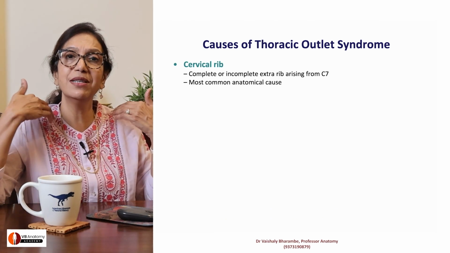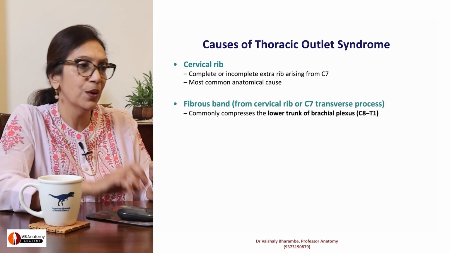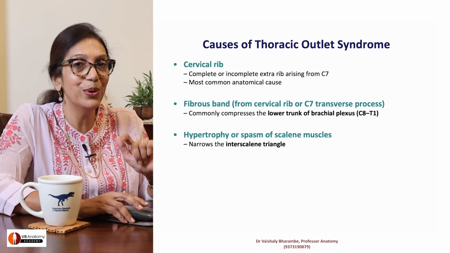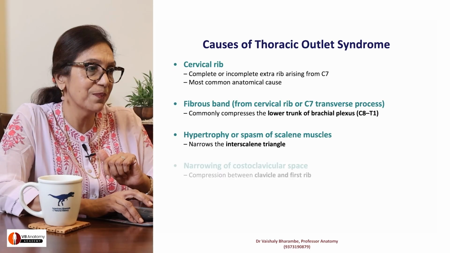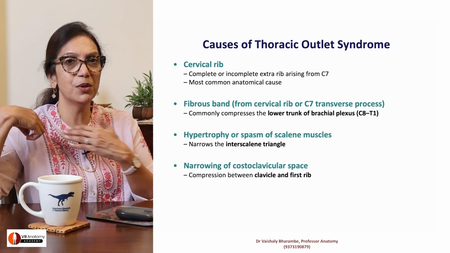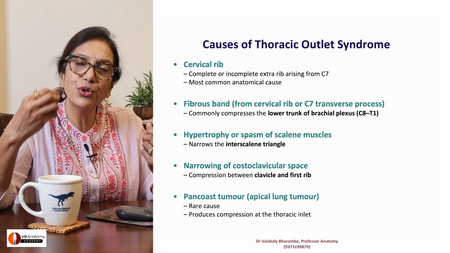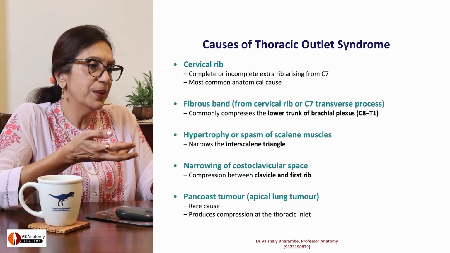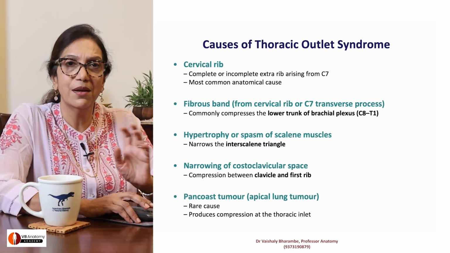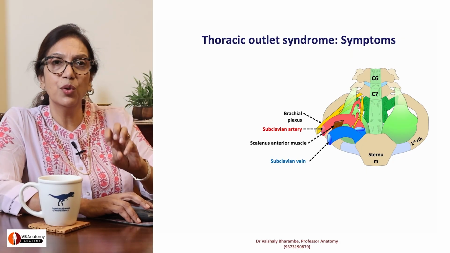Instead of first rib, you have a cervical rib also. Or you have a fibrous band of cervical rib. Or you have hypertrophy or spasm of that scalenus. I told you about scalene muscle going into spasm. Or you can have a narrowing of the costoclavicular space. Remember, first rib crossed by clavicle, the gap is narrowed. Or maybe you have a Pancoast tumor, Pancoast tumor of the apical lung, right? So for all these reasons, the apex of the lung begins to get compressed.